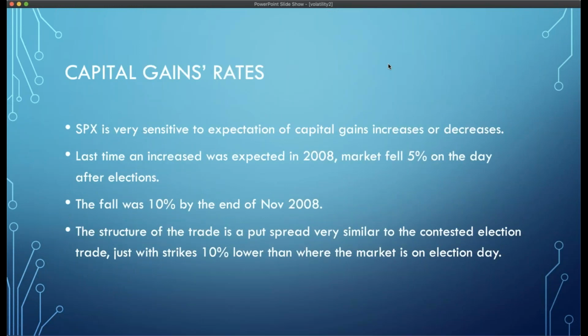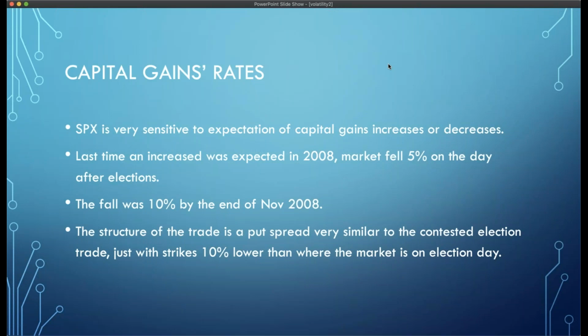I have another trade because I am running out of time. I have 8 more minutes to present the last 2 trades. I have a trade which is based on capital gains rates. The market is extremely sensitive to capital gains. If you have not realized this, it's a very important concept that you have to know now.